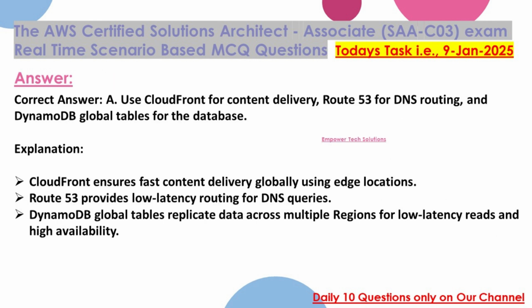Correct answer, A. Use CloudFront for content delivery, Route 53 for DNS routing, and DynamoDB global tables for the database. Explanation: CloudFront ensures fast content delivery globally using edge locations. Route 53 provides low-latency routing for DNS queries. DynamoDB global tables replicate data across multiple regions for low-latency reads and high availability.